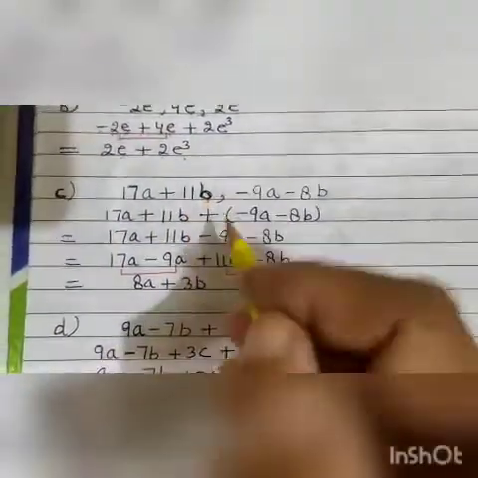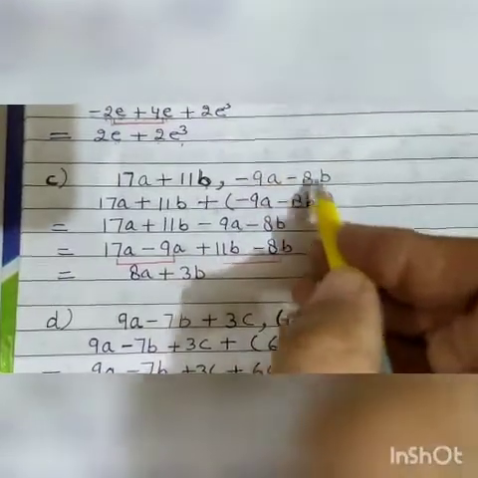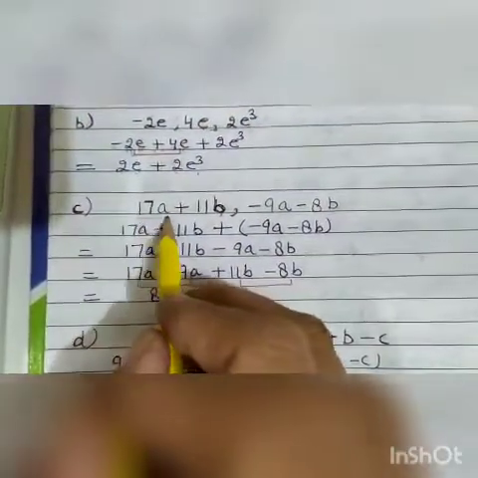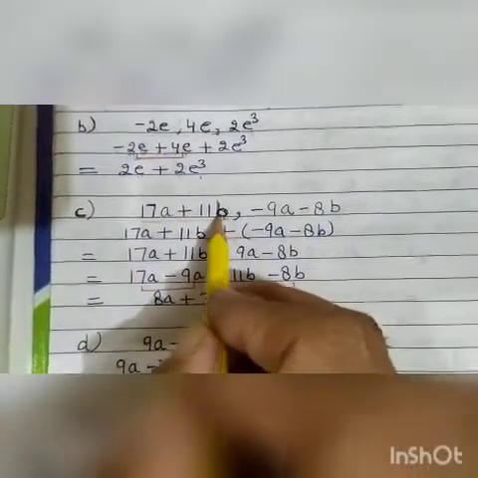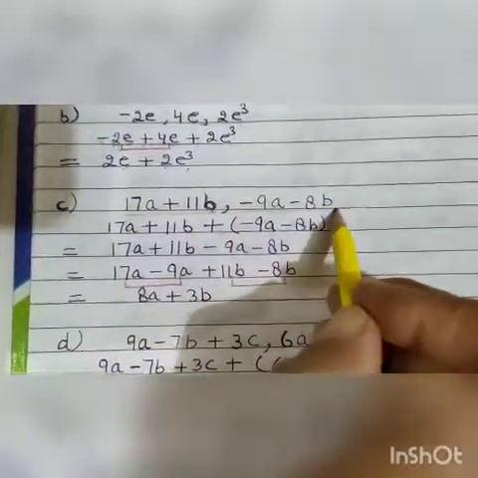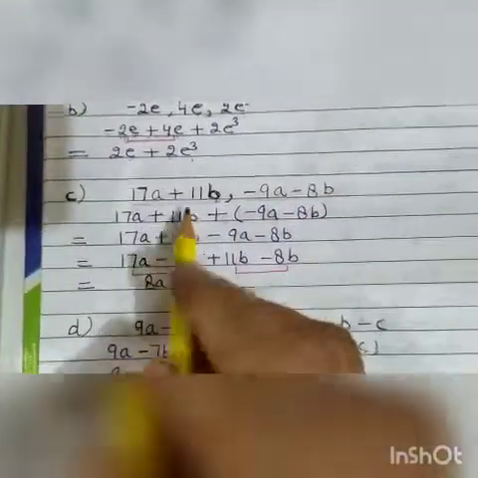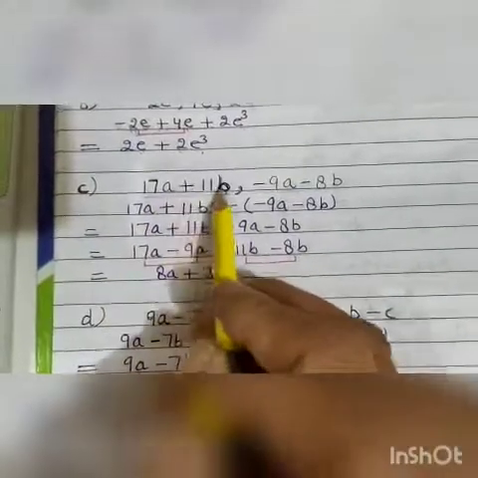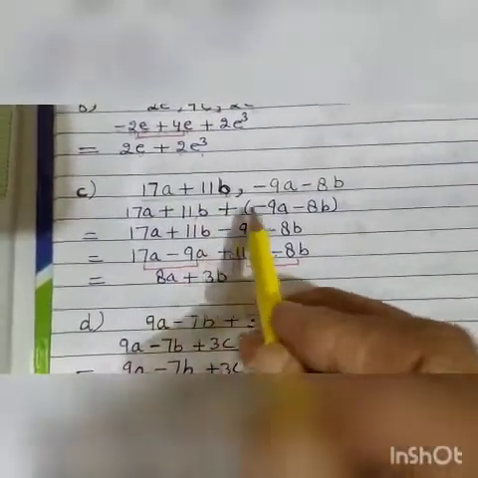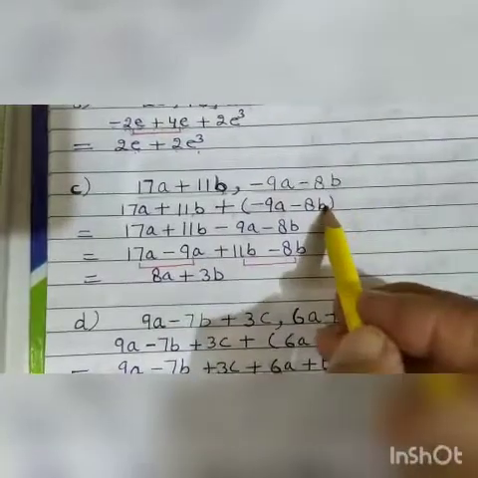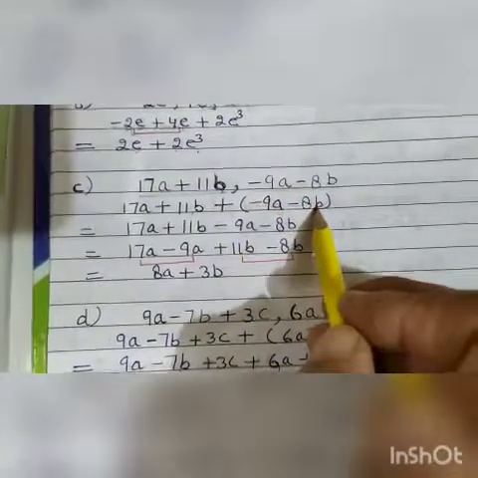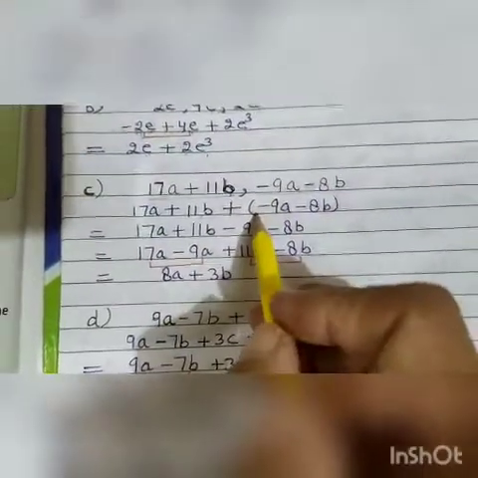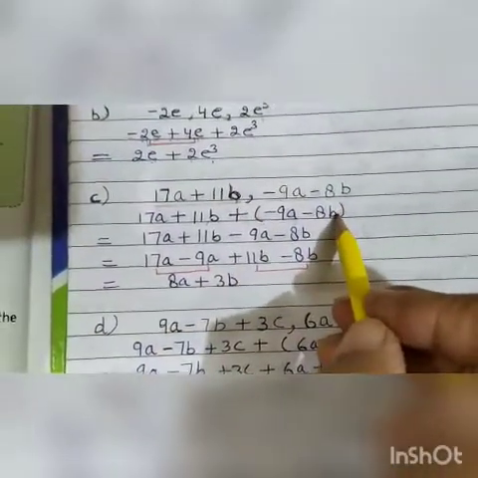17a plus 11b, minus 9a minus 8b. Now here these are terms. Here it is an expression. This is the first expression containing two terms. This is the second expression containing two terms. So how will we write? We have to add these expressions also. 17a plus 11b, then plus, we will write this expression within a bracket first, minus 9a minus 8b, because if we do not use this bracket, this plus and minus will mix. So we use a bracket here.